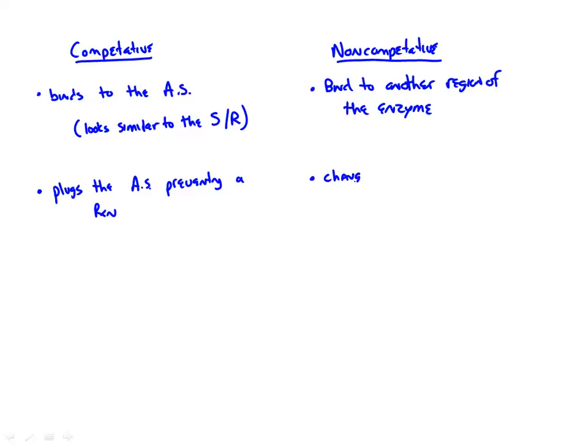The way a non-competitive one generally works is it changes the shape of the enzyme so it no longer binds.